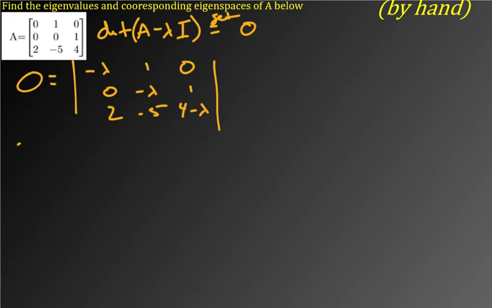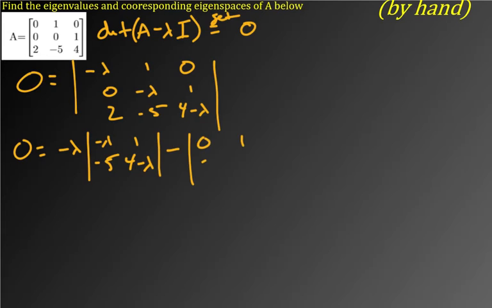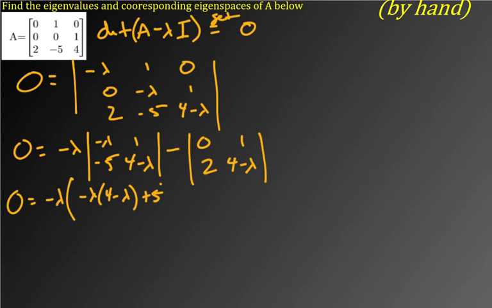So I would get 0 equals negative lambda times the determinant of negative lambda, 1, negative 5, 4 minus lambda, and then minus 1 times the determinant of 0, 1, 2, 4 minus lambda, and then plus 0, but you don't need to worry about that. So this will be 0 equals negative lambda, and then you have negative lambda times 4 minus lambda plus 5 in there. And then you have minus, really 0 minus 2. So you got that.